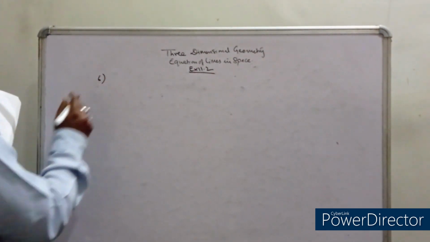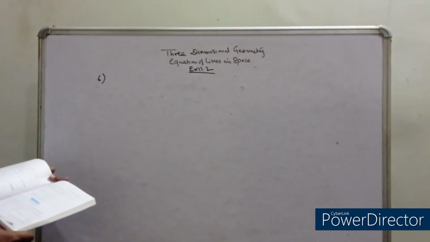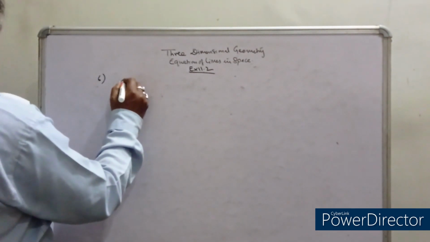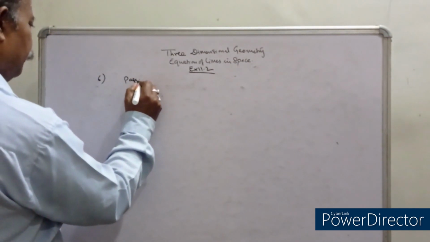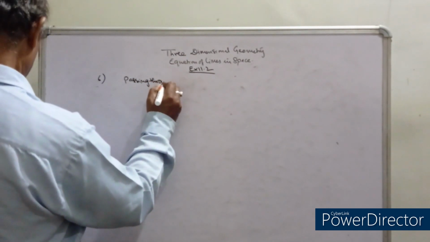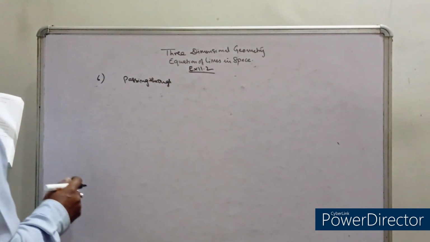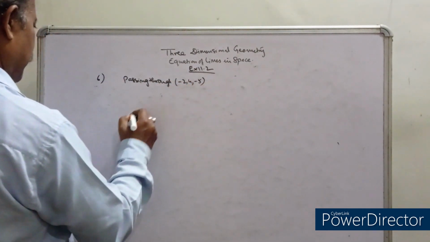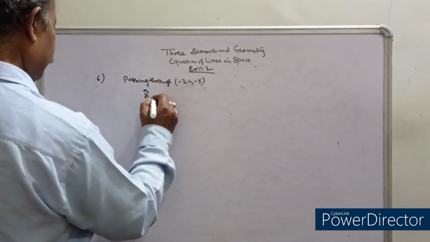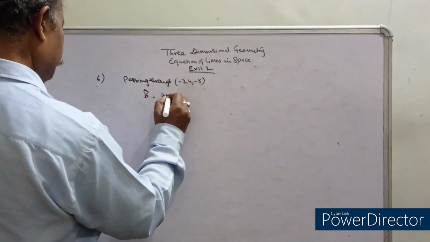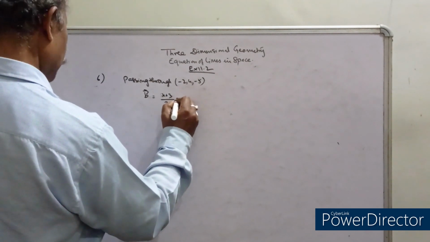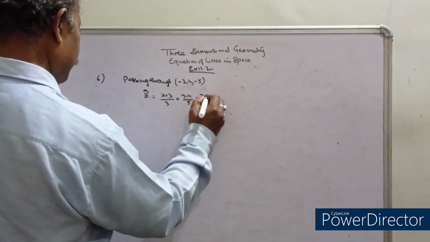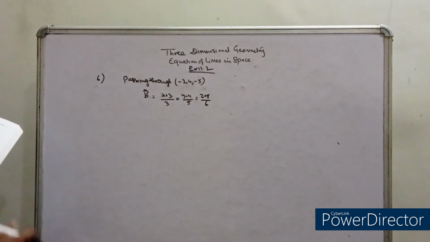Question number 6. Find the Cartesian equation of the line passing through this point and parallel to the line. Here you have to find the equation of the line which is passing through the point (-2, 4, -5), and it is parallel to the given vector b, that is (x + 3)/3 = (y - 4)/5 = (z + 8)/6.